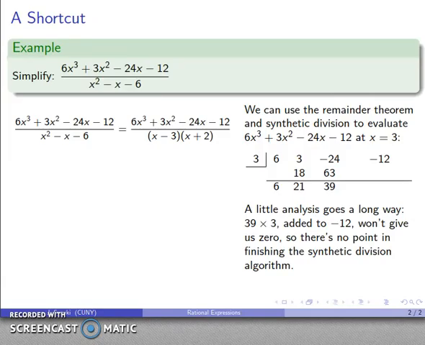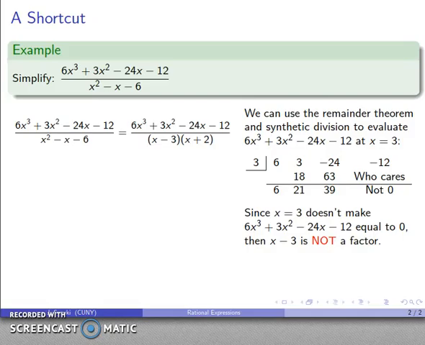So before I try to do this computation, I might ask myself, well, 39 times 3 is what I'm going to have to multiply, but when I add that to negative 12, what I really care about is whether or not I get 0. Well, 39 is already bigger than 12, so times 3, I'm a lot bigger than 12, so if I add it to negative 12, what I get here is not going to be 0. So who cares what that product is? It's not going to give us 0 at the end of it. I don't actually need to finish the synthetic division algorithm. What I do know is that x equals 3 does not make my polynomial equal to 0, so I know that x minus 3 is not a factor.